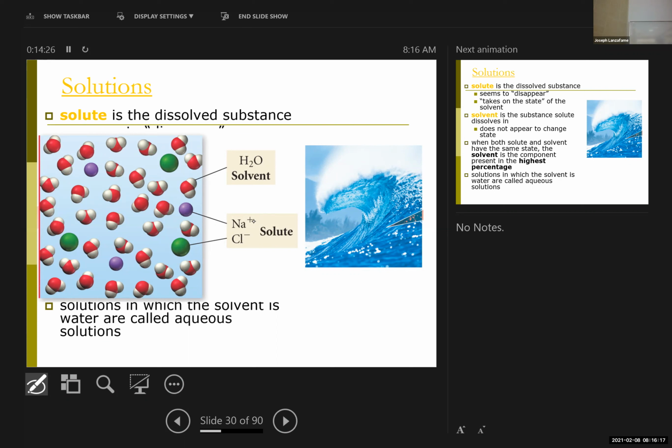If I have, and here's my static picture again, a solution, I have mixed in a certain number of solute molecules into the water matrix. And this is what I mean about it being statistical. If I have a 2 molar solution, there's twice as many solutes as a 1 molar solution. If I have a 10 molar solution, there's 10 times as many solute molecules as a 1 molar solution.